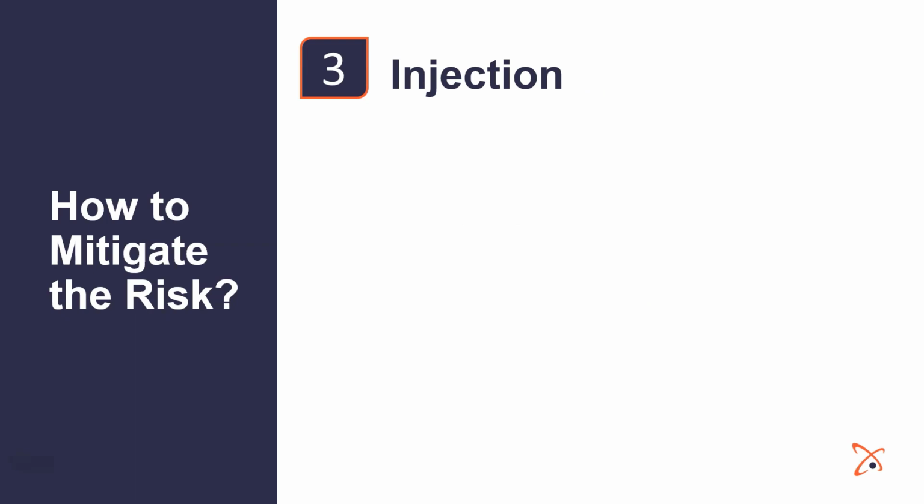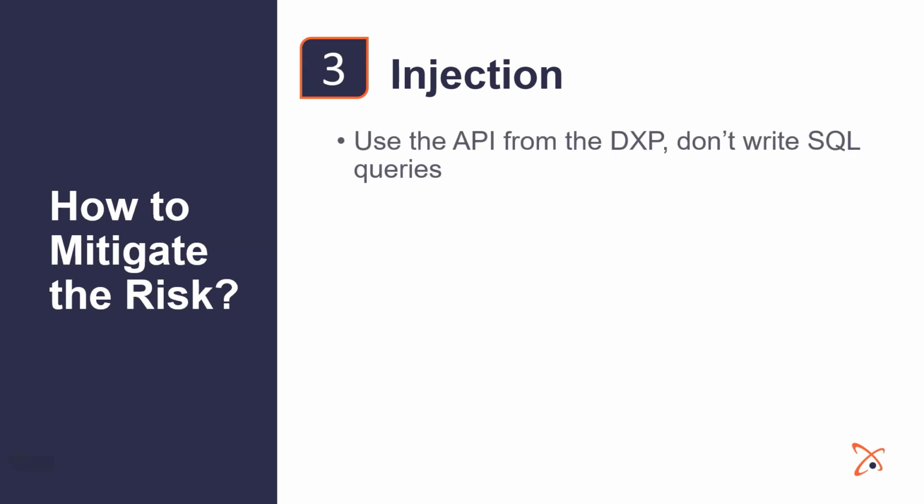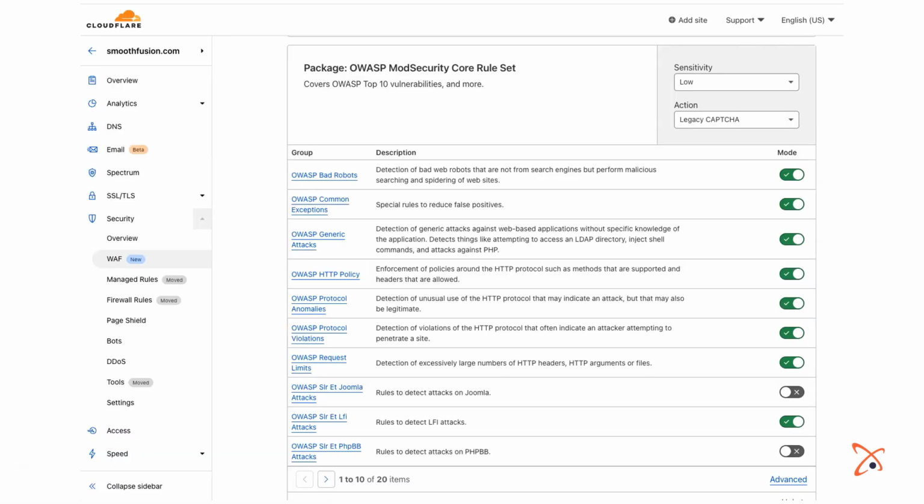Item 3 on the OWASP top 10 is injection. Injection occurs when systems process invalid data and allow for code or data to be injected into your system. A first tip here is not to write your own SQL queries, but instead use Sitefinity's built-in API. Also, consider using a firewall to monitor for injection attempts.